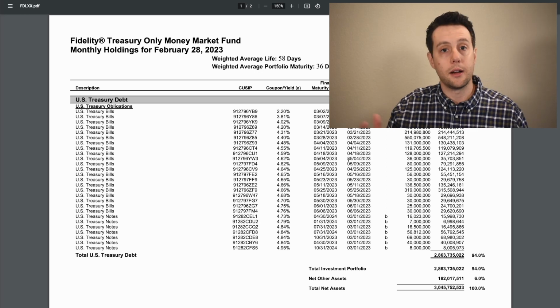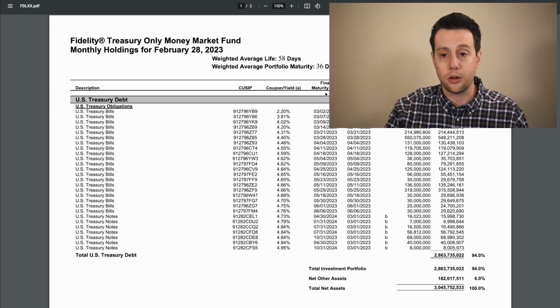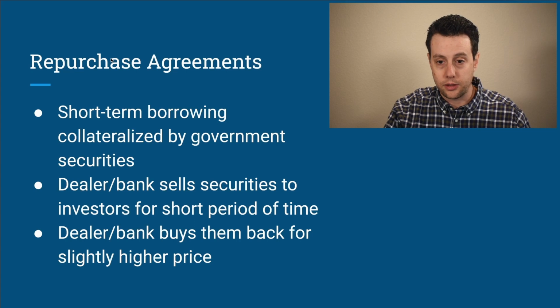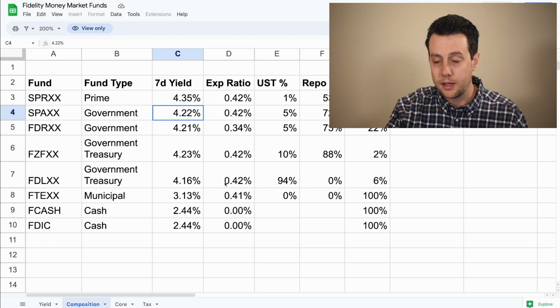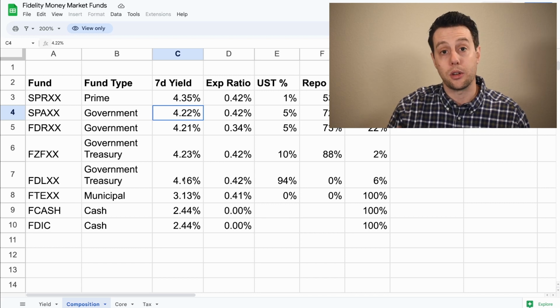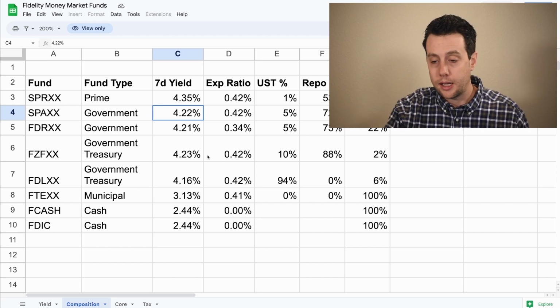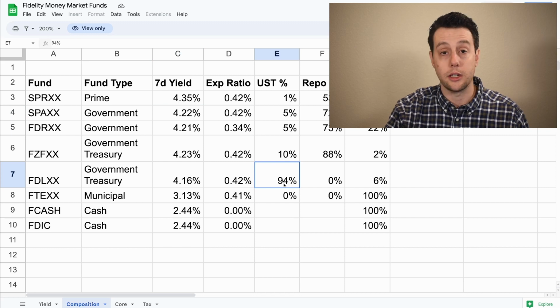So when I compare these two funds, there's about a 0.2% difference in their yields. When you compare this to the SPRXX, well, that's the prime one. When you compare it to the government one we were looking at, it's only about 0.06%. I'd rather take that 0.06% lower yield and have all my assets in the Treasury securities, or almost all of them. But that's my personal opinion.